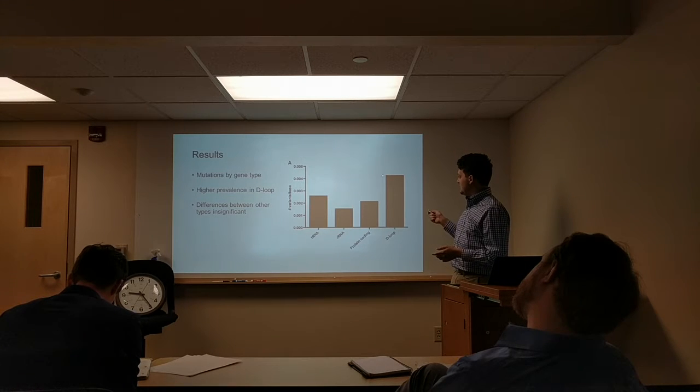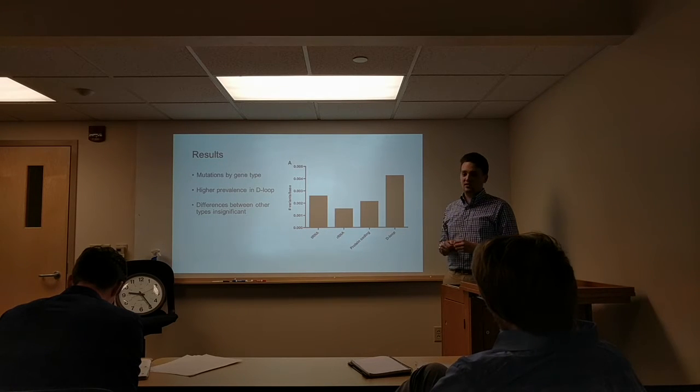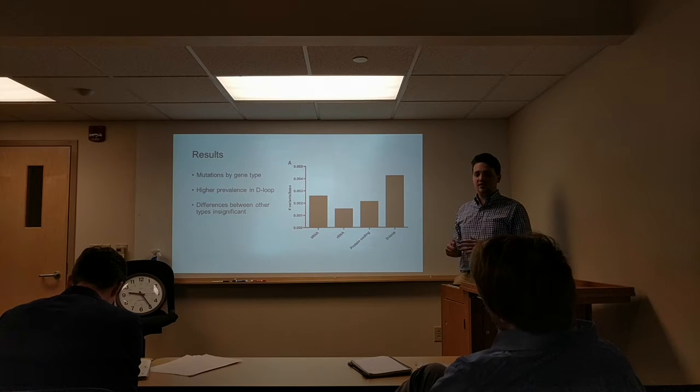While it may look like the D loop has a significantly higher number of mutations, these results were not statistically significant, so they cannot say that D loop is more likely to have mutations than the tRNA, rRNA, or protein coding regions of the gene.